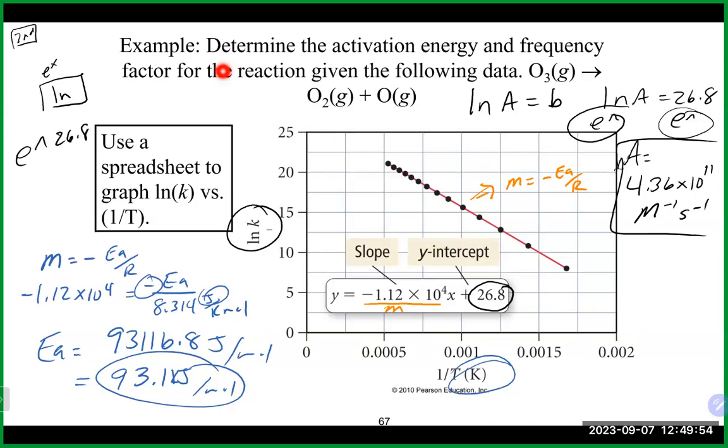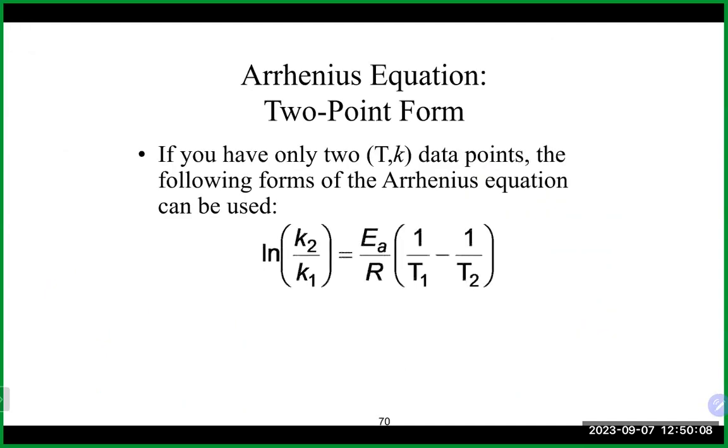Other questions? Okay, so in a non-graphical situation, we don't always want to make a graph, but maybe we have some information about two points that may be along this particular line. So there is a non-graphing version, sometimes referred to as a two-point version of the Arrhenius equation, and that is the natural log of K2 over K1 is equal to Ea over R, 1 over T1 minus 1 over T2.